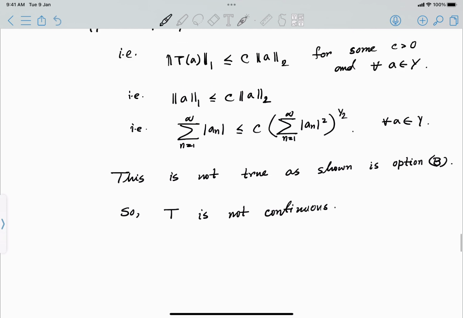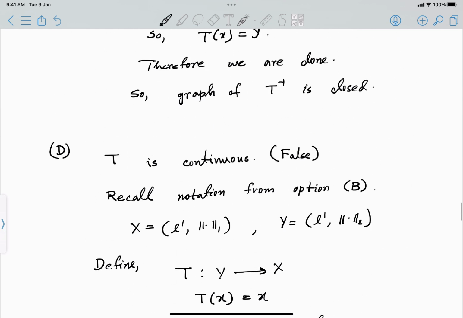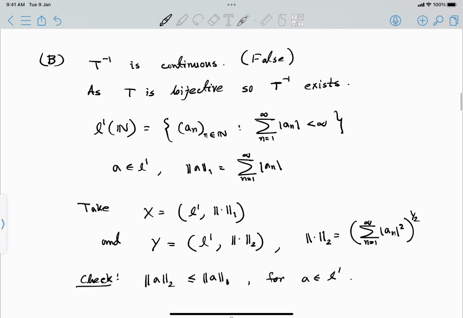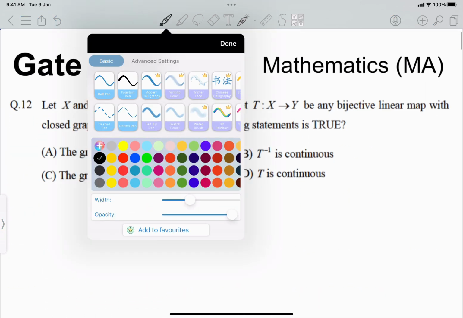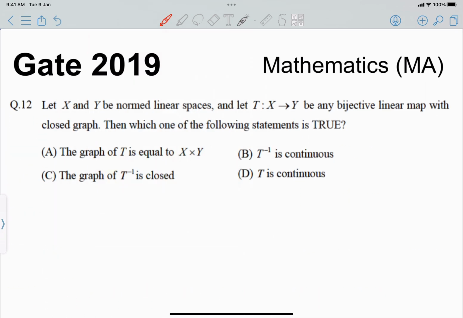Okay. So what we have got? Graph of T equals X cross Y, this is false. T inverse is continuous, this is also false. Graph of T inverse is closed, this is true. And T is continuous, this is also false. So only option C is the correct option.